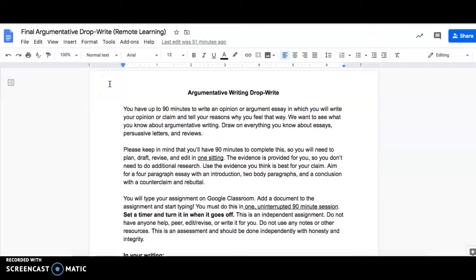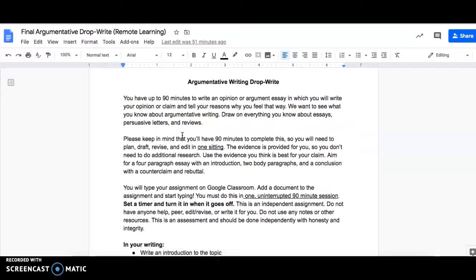So this week you have your argumentative writing drop write or on-demand essay. The last 2 weeks we've been doing mini lessons. You've done a total of 6 about argumentative writing. And then this week what you're doing is you are going to write us an essay. So you can see the directions are here, and you have this attached to Google Classroom as well.